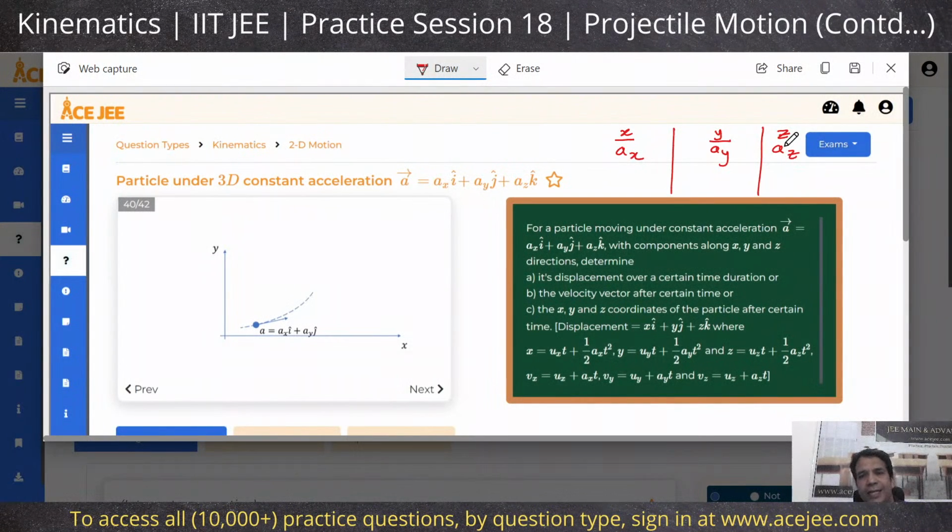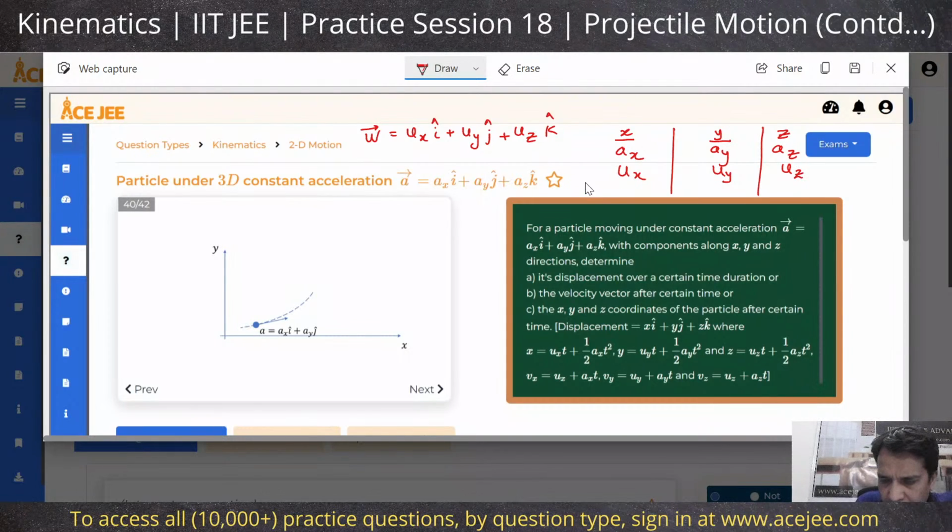So we can use our standard equations. Let's say the initial velocity vector is given to be u equals ux i cap plus uy j cap plus uz k cap. This is your initial velocity, at say time t equals 0. So this is ux, uy, uz. Then to find the velocity after a certain time t, I can figure out the x component using the standard kinematic equation v equals u plus at.